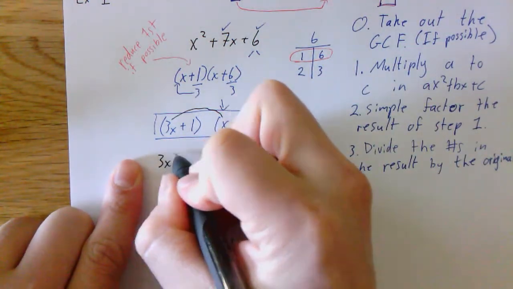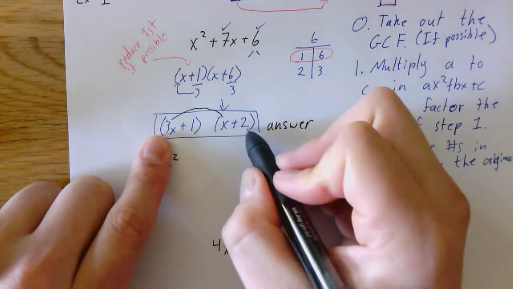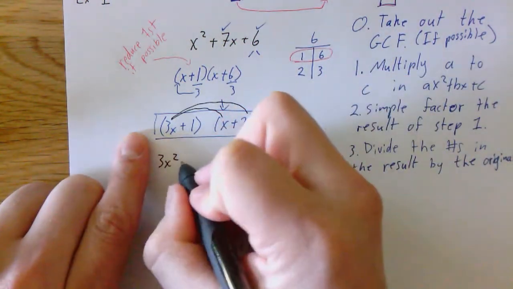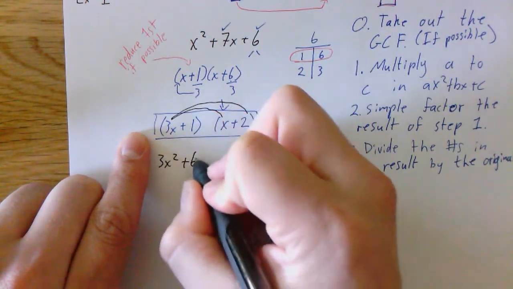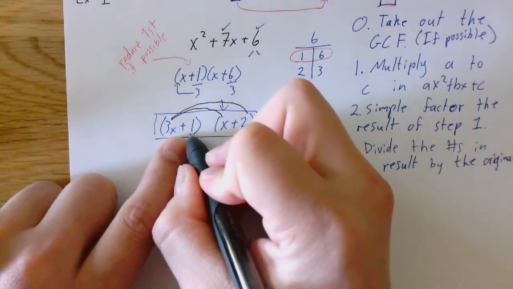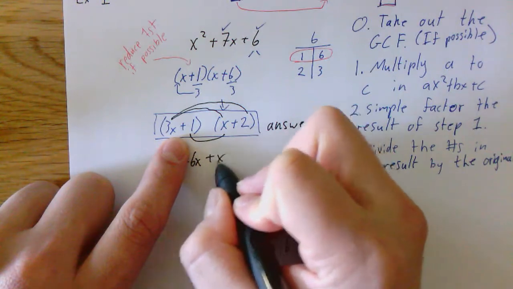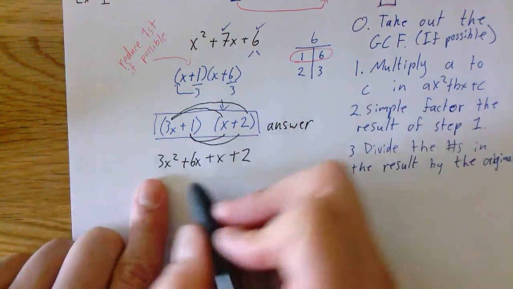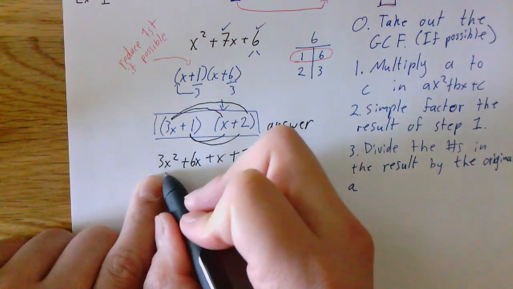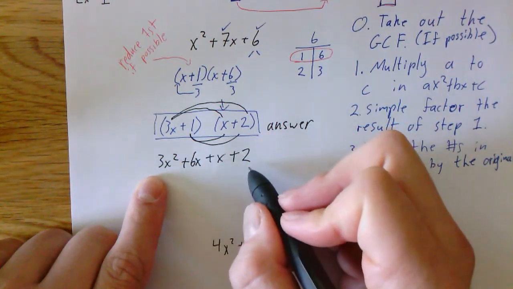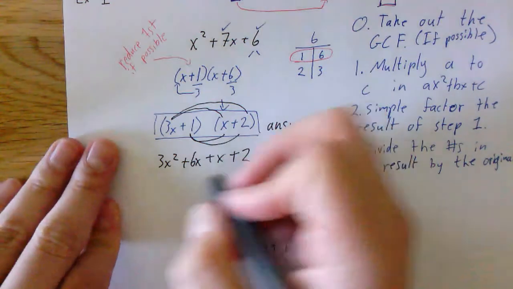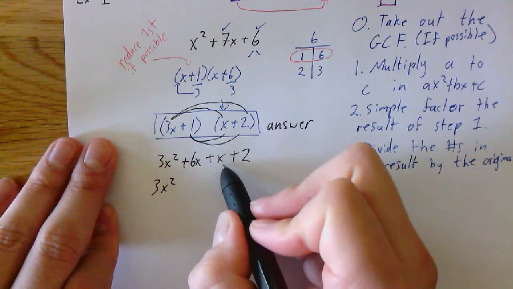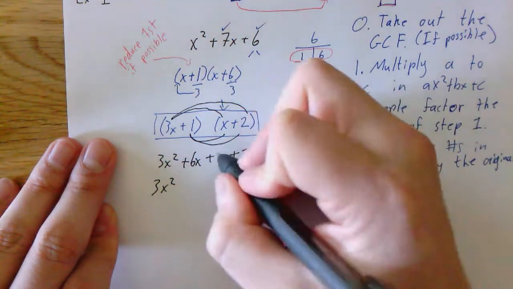That's 3x squared. 3x times 2, if we're doing our distributing. 3 times 2 is 6. Bring down our x. Now we go to the next term. 1 times x is x, and 1 times 2 is 2. Now we combine our like terms here. 3x squared doesn't have any other x squares to combine with, so we're just going to drop it like it's hot. 3x squared. 6x plus x, this is 1x.